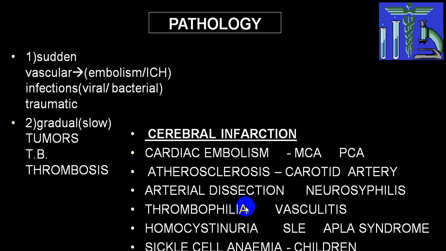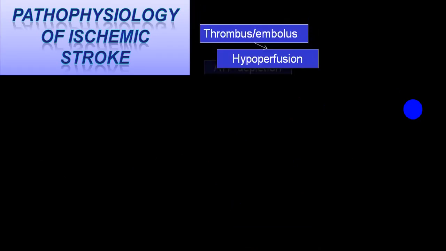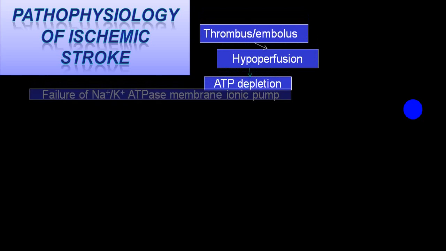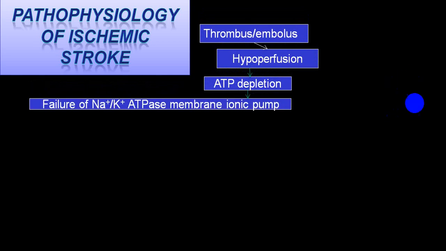Also, you can have increased chance of thrombus formation in thrombophilia, homocystinuria. Sickle cell anemia can also give rise to occlusion of the vessels. SLE can produce vasculitis. These are all the different conditions which can give rise to vascular etiology. So, thrombus or embolus formation, hypoperfusion, ATP depletion, that is ischemia.